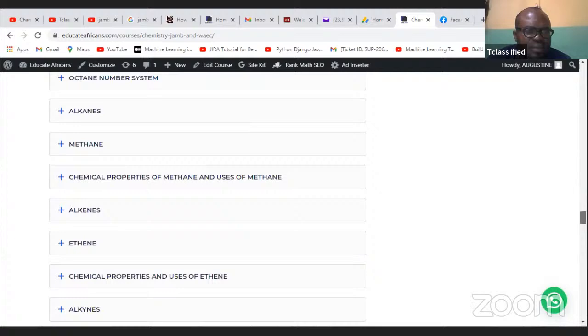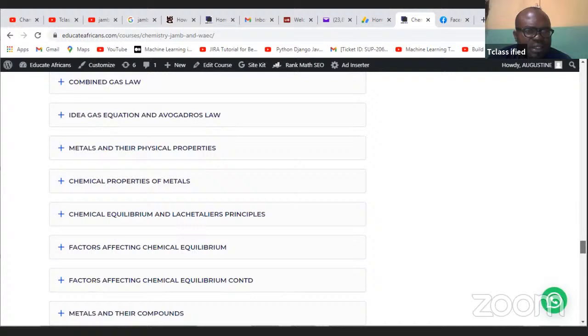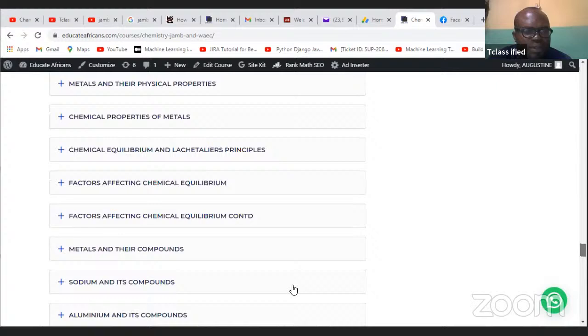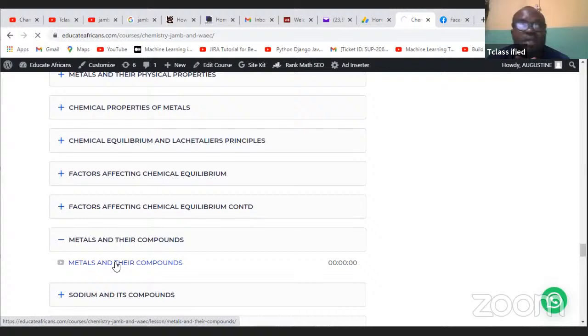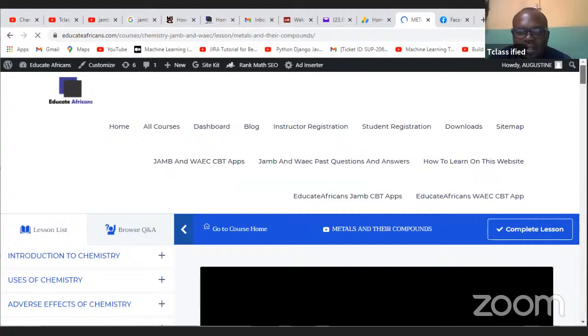Maybe I'll just look at metals and their physical properties. Metals and their compounds. Very important. I don't think we really did much on that. So let's see what we can see about that. Let's quickly look at metals and their compounds.